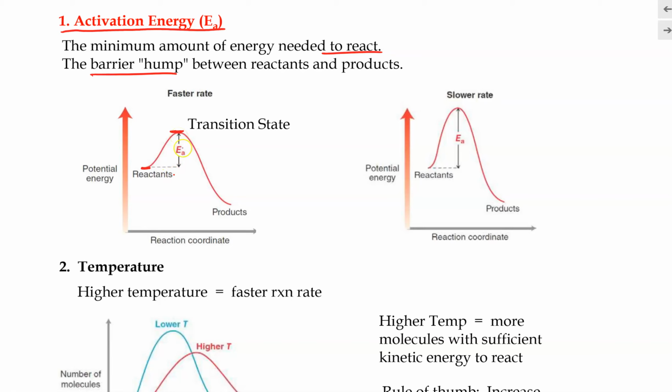So the amount of energy difference from the reactant to the transition state is known as the activation energy. And in this case right here, there is a small difference in energy between the reactant and the transition state. So this is said to have a smaller activation energy. And for reactions that have a smaller activation energy, there would be a faster reaction rate.